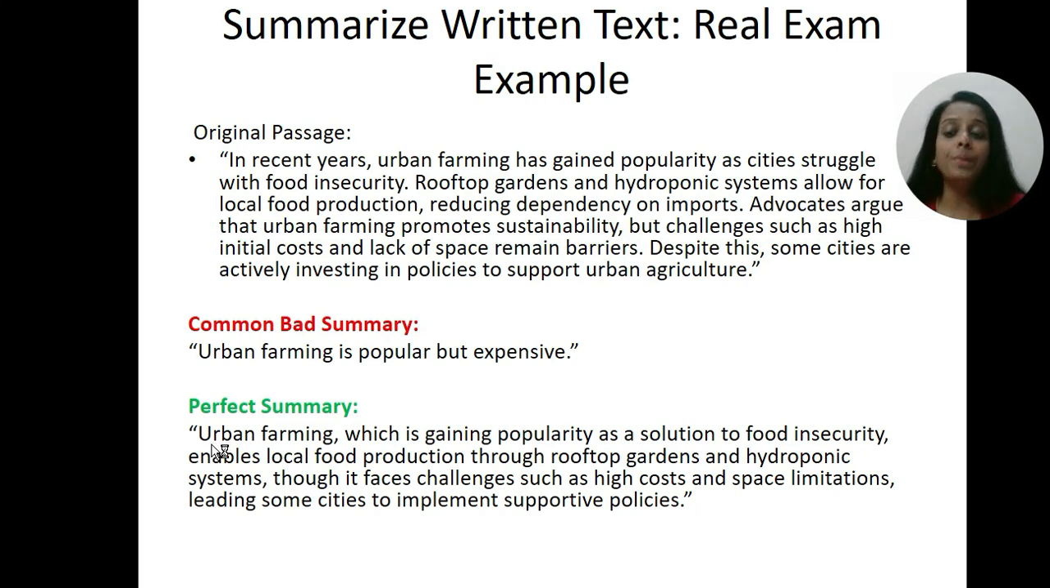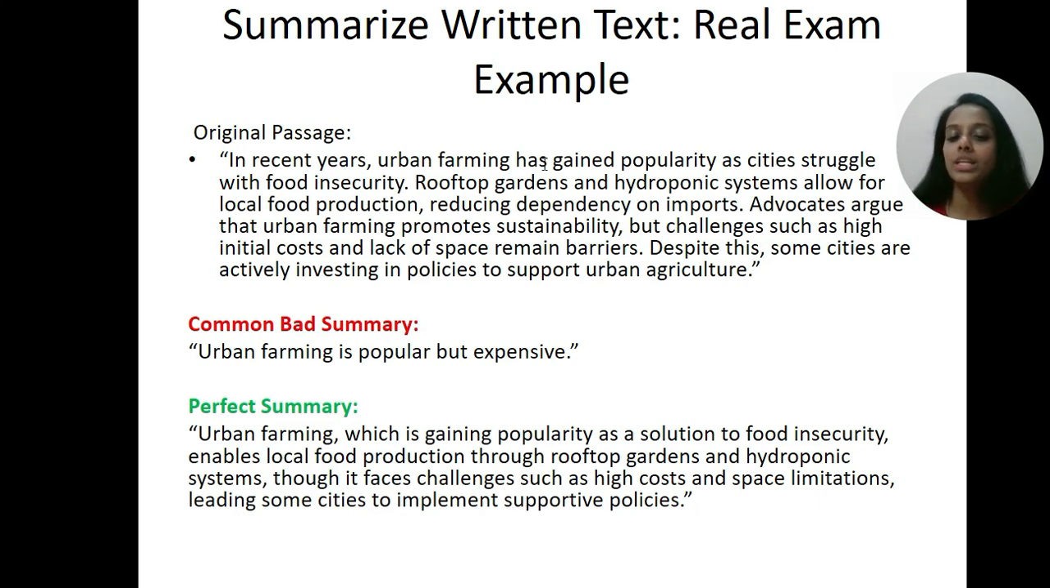We will see how a perfect summary should look. Urban farming, which is gaining popularity as a solution to food insecurity, enables local food production through rooftop gardens and hydroponic systems, though it faces challenges such as high cost and space limitations, leading some cities to implement supportive policies.